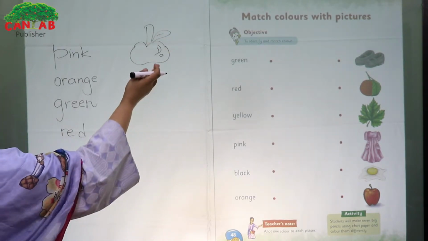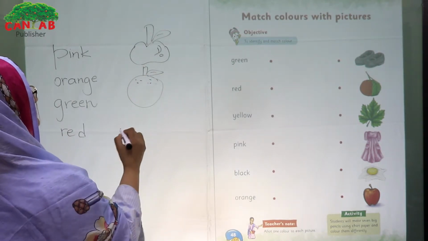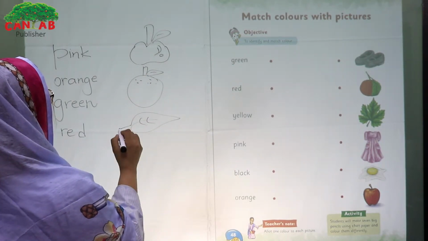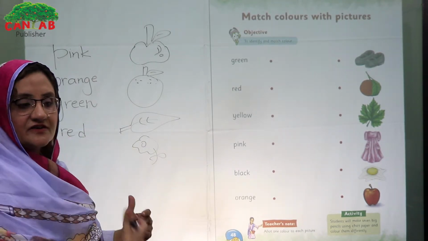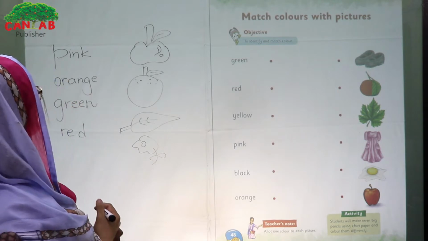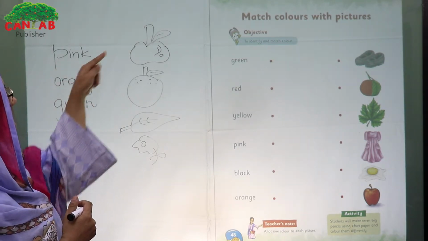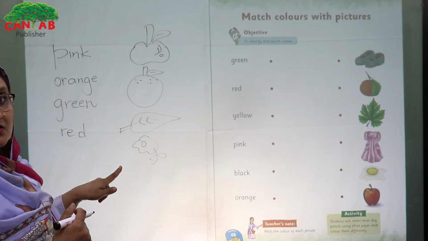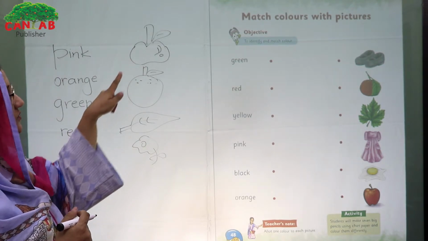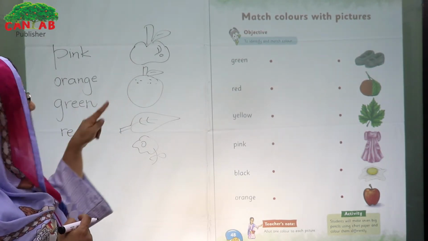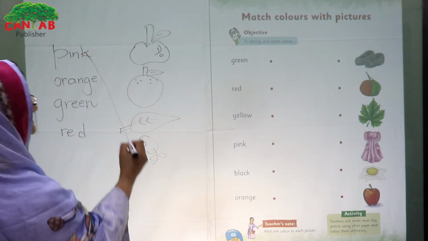Well, I am drawing an apple, an orange, a leaf, and a flower. Now I'm going to invite different students here. Yasir, please come here. Read the name of the color. This is pink. Look at these objects which can be of pink color. Apple? No. Orange? No. Leaf? No. Flower? Yes. Okay, match it.